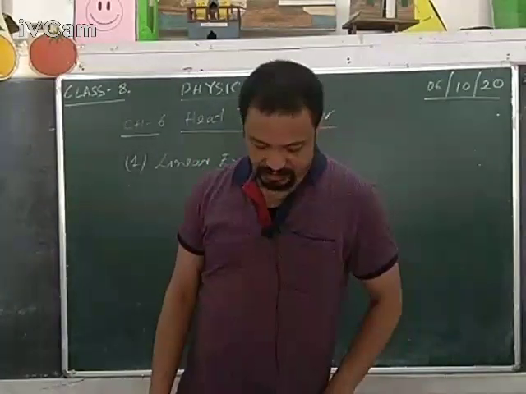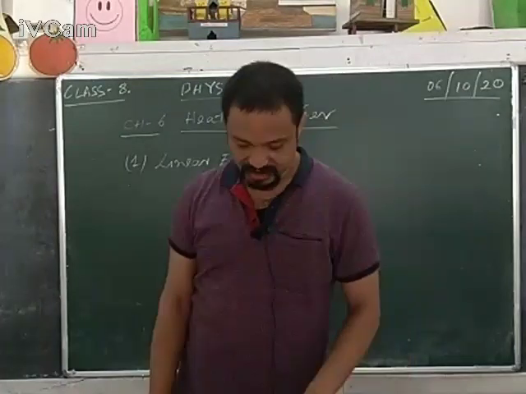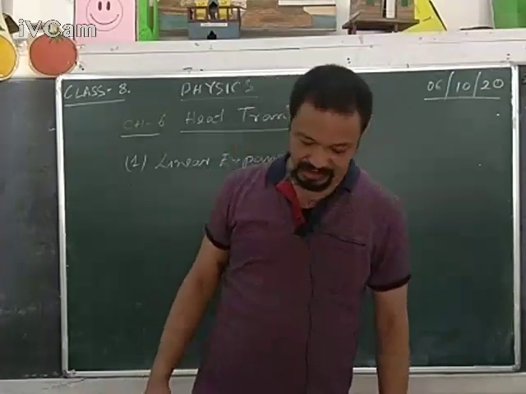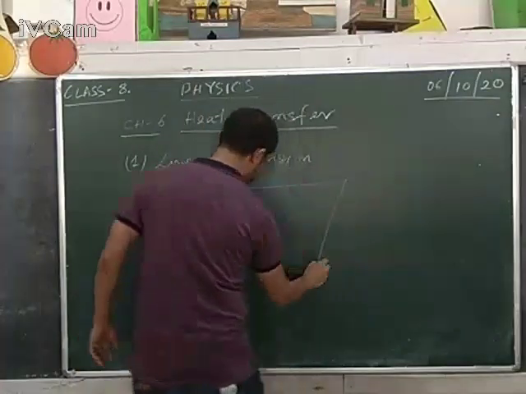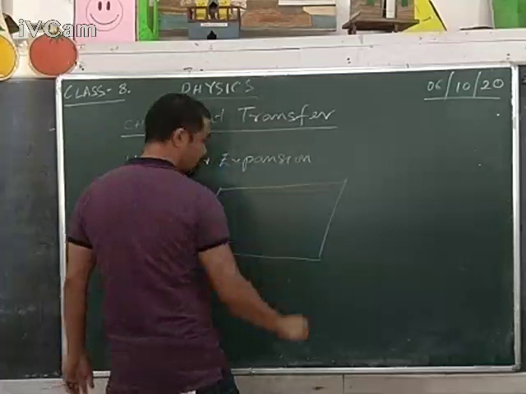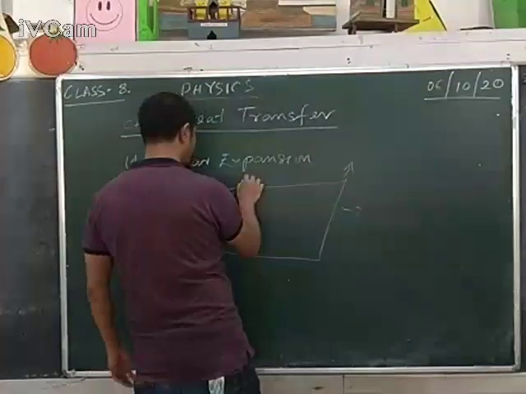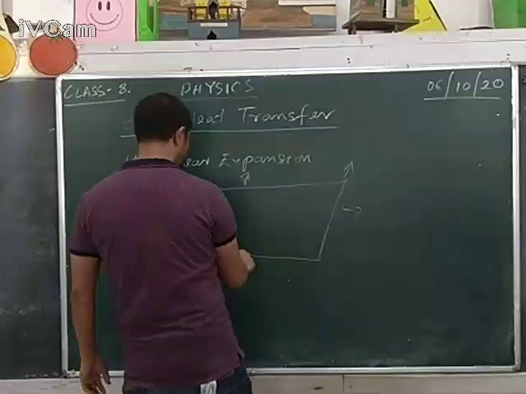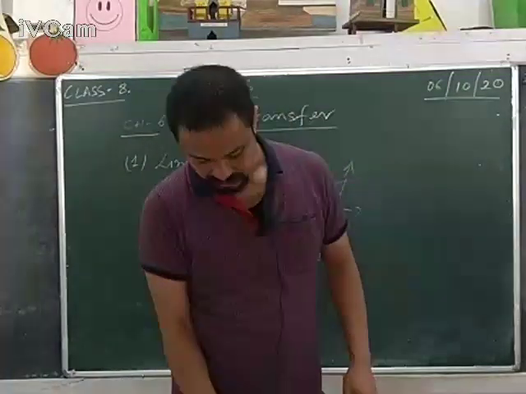Now, superficial expansion. Expansion in area of a solid on heating is called superficial expansion. For example, the area of a plate or a sheet of metal increases on heating. Let's say this is a thin sheet of metal. When it is heated, it starts expanding, right? So the area starts expanding. This is called superficial expansion.